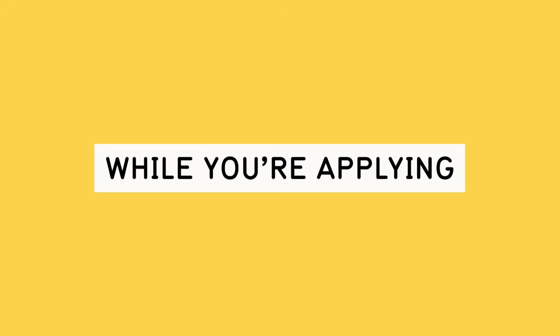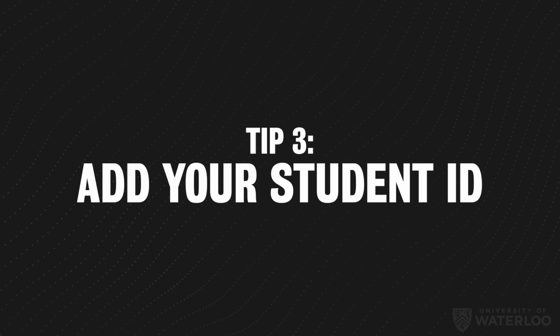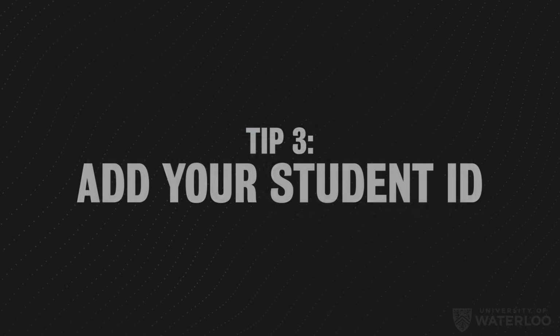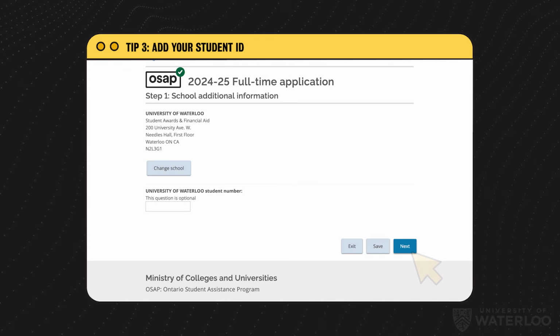While you're applying. Tip 3. Add your student ID. Once your profile is set up, you are ready to start your OSAP application. Choose whether you're applying for full-time or part-time OSAP. Then select University of Waterloo from the school search. While entering your student ID number is optional, it can help speed up your application process. You can find your 8-digit student ID number on your offer of admission letter.